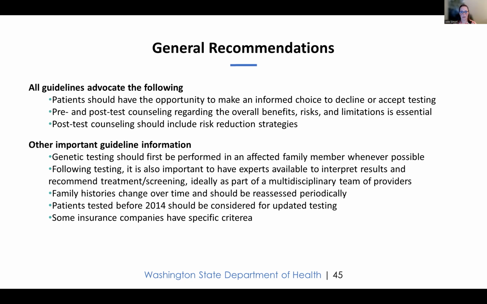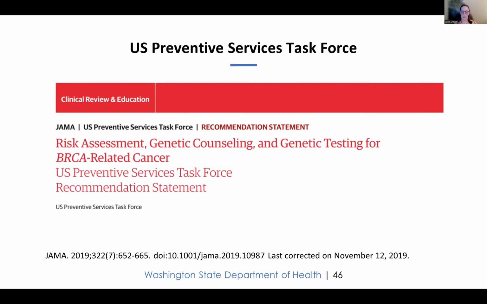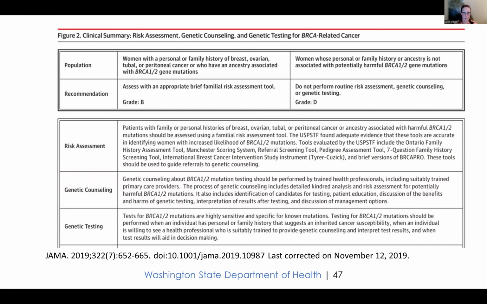And so on the next slide, we're going to start with the U.S. Preventative Services Task Force, which does have a specific recommendation about genetic testing for BRCA-related cancers. And this is one that we think about a lot, since they do offer specific models and guidelines. So you can see here it has incredible detail going through who may benefit from genetic testing and genetic counseling.